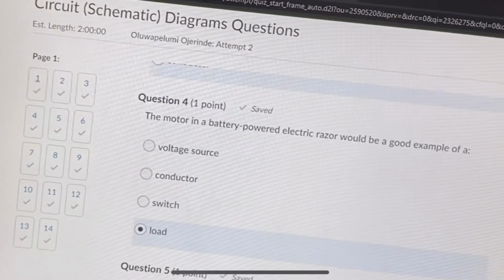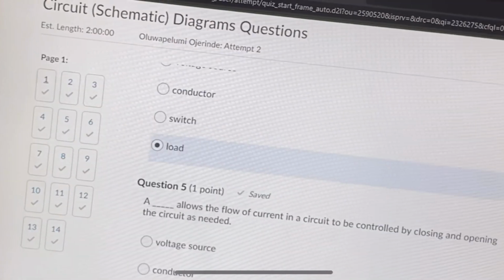Number four, the motor in the battery-powered electric razor would be a good example of a load. Motors are going to be loads. Light bulbs are going to be loads. A phone charger is going to be a load. So anything essentially that takes out of the circuit for itself to be powered or to gain anything from the circuit is going to be a load. So a motor is a load. I don't necessarily know what a motor is, but it's a load.